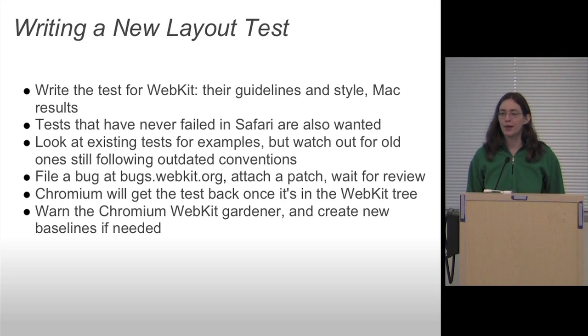Then you just file your bug at bugs.webkit.org, wait for review, make a patch, and eventually get it committed into the tree. Then it eventually comes back down with the next WebKit merge into our tree, and you may need to create new baselines for that. So warn the WebKit gardener so that they can be aware that we'll have these failing layout tests until you make the new baselines that then come into our tree. And that's pretty much it.